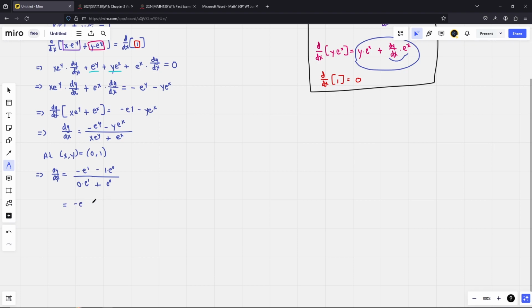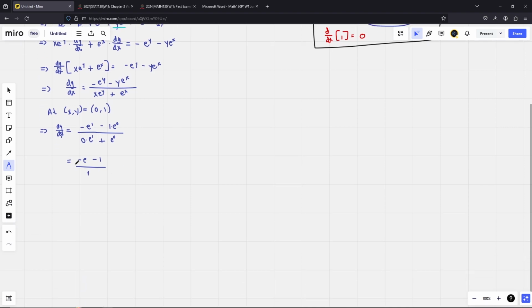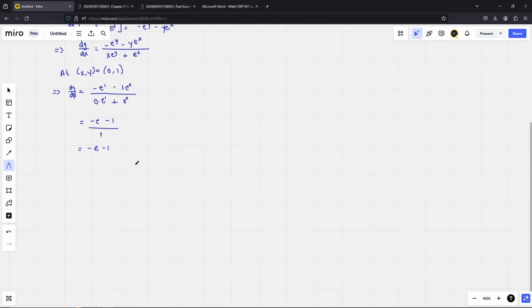E to the 1 is just going to be e. E to the 0 is just going to be 1. And 1 times 1 is just 1, so it's going to be minus 1. This whole thing is going to be 0. And once again, e to the 0 is going to be 1. So I can say that's minus e minus 1 all over 1, which is just going to be minus e minus 1. And you could say this is approximately, what, minus 3.7 something. I'm not really too sure. But this is the final answer.